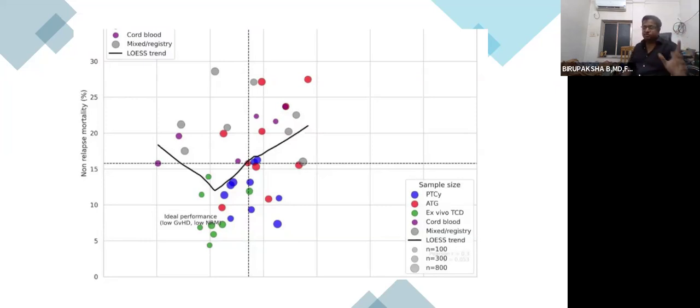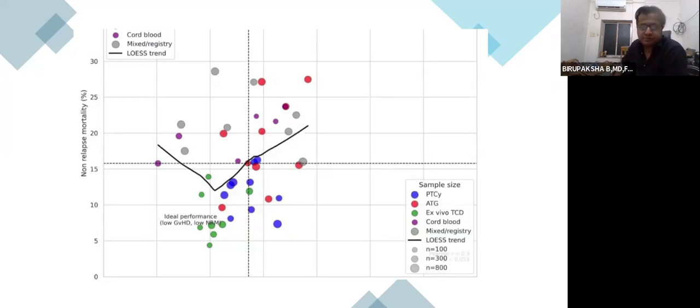PTCy, post-transplant cyclophosphamide, must be injected into the patient post engraftment, or in easy words, post-transplant. Once the transplant has been done, then you inject, not before that. And that too to the recipient, not to the donor. Right? That's how it goes.